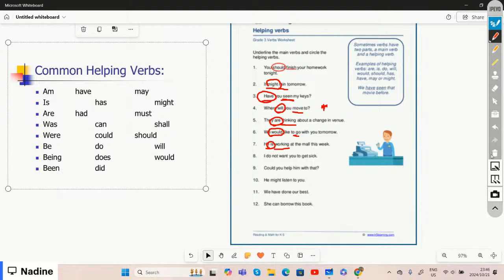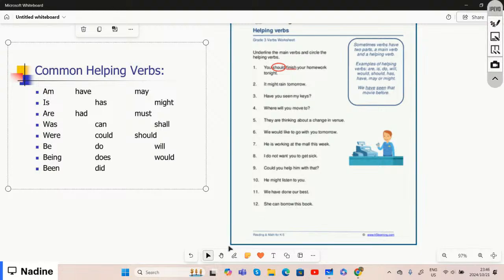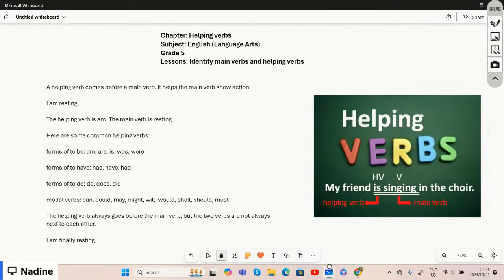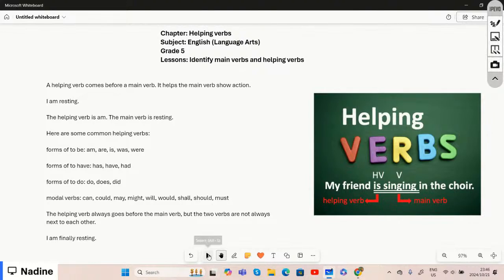Well done, everybody, for identifying the main verbs and the helping verbs. This is now the end of our lesson. Thank you very much, grade fives. I really hope that you have a way better understanding of helping verbs as well as main verbs, and how to identify both.